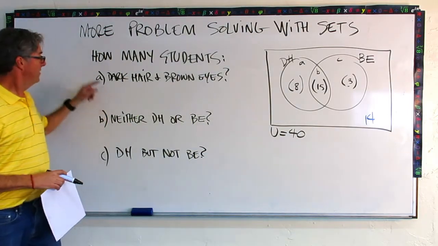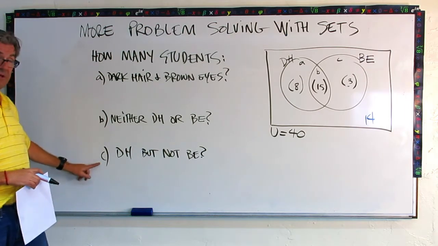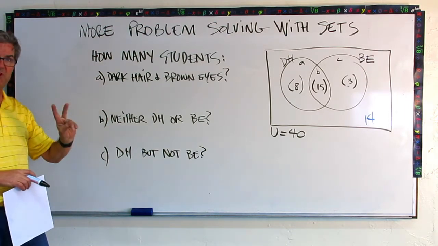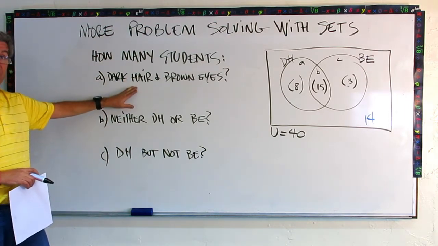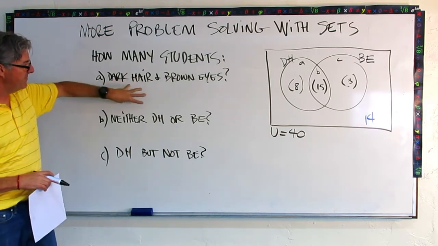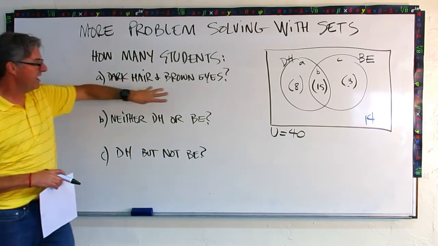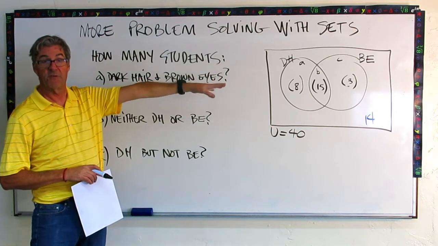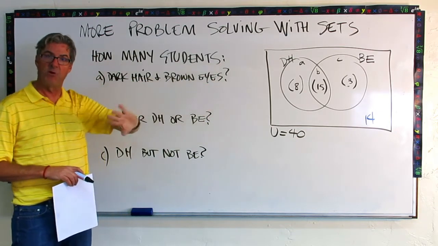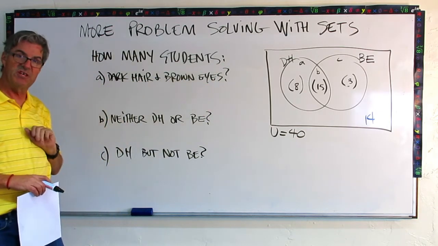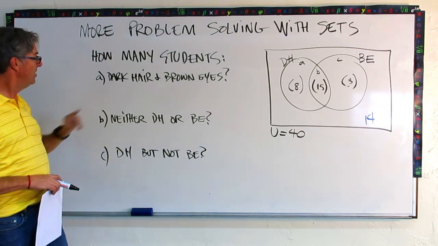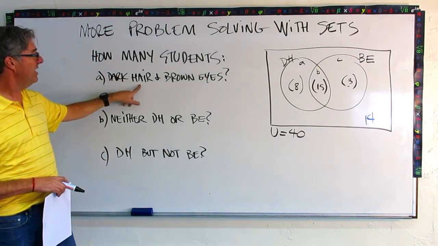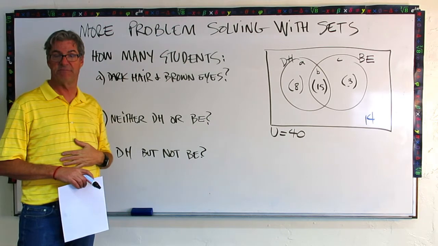Okay, I've put 3 questions up here. And we're going to do this in 2 steps. We're going to take the user-friendly words and convert them into notation. And then we're going to answer that question with a number drawn from the Venn diagram. Okay? So at any point you can pause the video and see if you can do these yourself, including right now. What's the notation for dark hair and brown eyes?